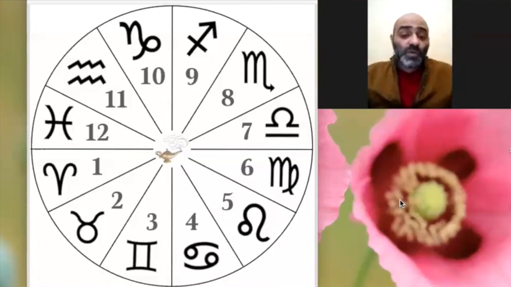It can show artistic skills, especially if it's related to the fifth house. It can show skills in research, for example, if it's related to the eighth house. If, let's say, the eighth lord is in the third house, or vice versa, this can speak to it.